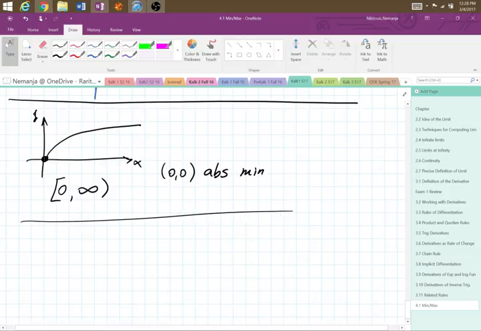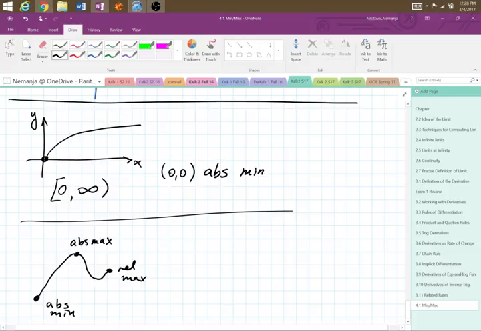Now, what else do I have? Let's say I have a function that looks like this. You can see that this is the absolute min and this is a relative max, right? Because this is the absolute max, with a relative min. So an endpoint could be your absolute min or max if you have a restricted domain. So you have to compute those as well.